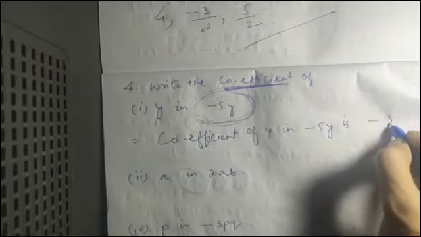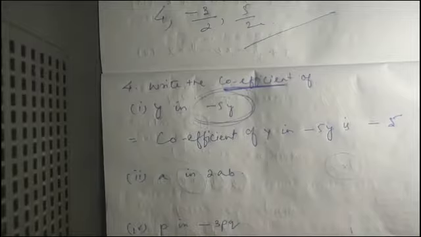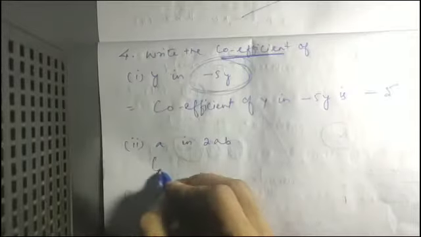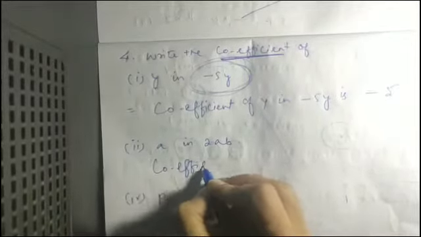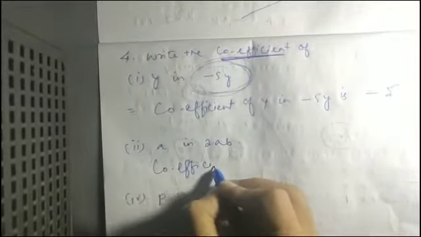-5. So -5 is the answer. Got it? Let's see the next. Coefficient of a in 2ab is, omit this a, what is remaining? 2b. So 2b is the answer. Okay, let's see the next.